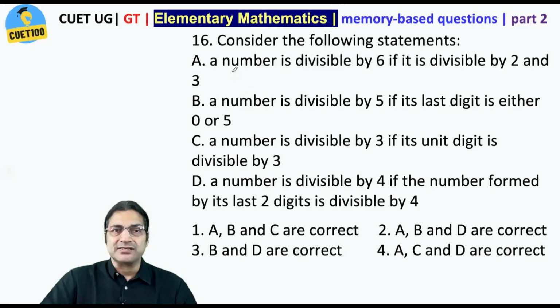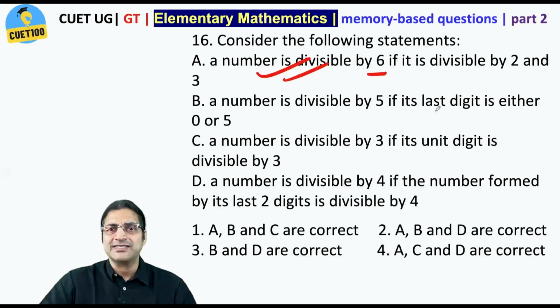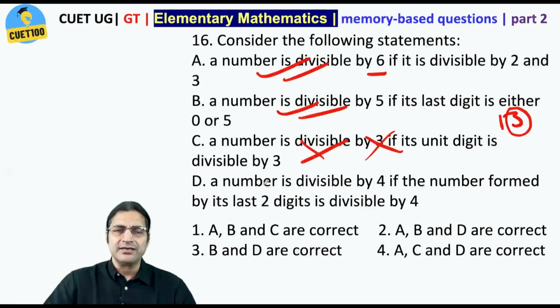Consider the following statements. A: A number is divisible by 6 if it is divisible by 2 and 3. Of course, that is correct. B: A number is divisible by 5 if its last digit is either 0 or 5. Of course. C: A number is divisible by 3 if its unit digit is divisible by 3. Of course not. Look at 13. The units digit of 13, 3, is divisible by 3. Is 13 divisible by 3? No. So, this is certainly incorrect. D: A number is divisible by 4 if the number formed by its last two digits is divisible by 4. Of course, this is true. We all know this. So, A, B and D are correct.